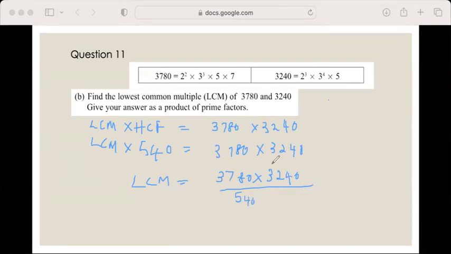So now let's work it out. I'm sure you have already worked out and found out the LCM in another method. So when you work out 3780 times 3240 divided by 540, you will arrive at the LCM, which is 22,680. So what is it? The highest common factor of 3780 and 3240 was 540, and lowest common multiple is 22,680. All right. Congratulations for getting the correct answer.